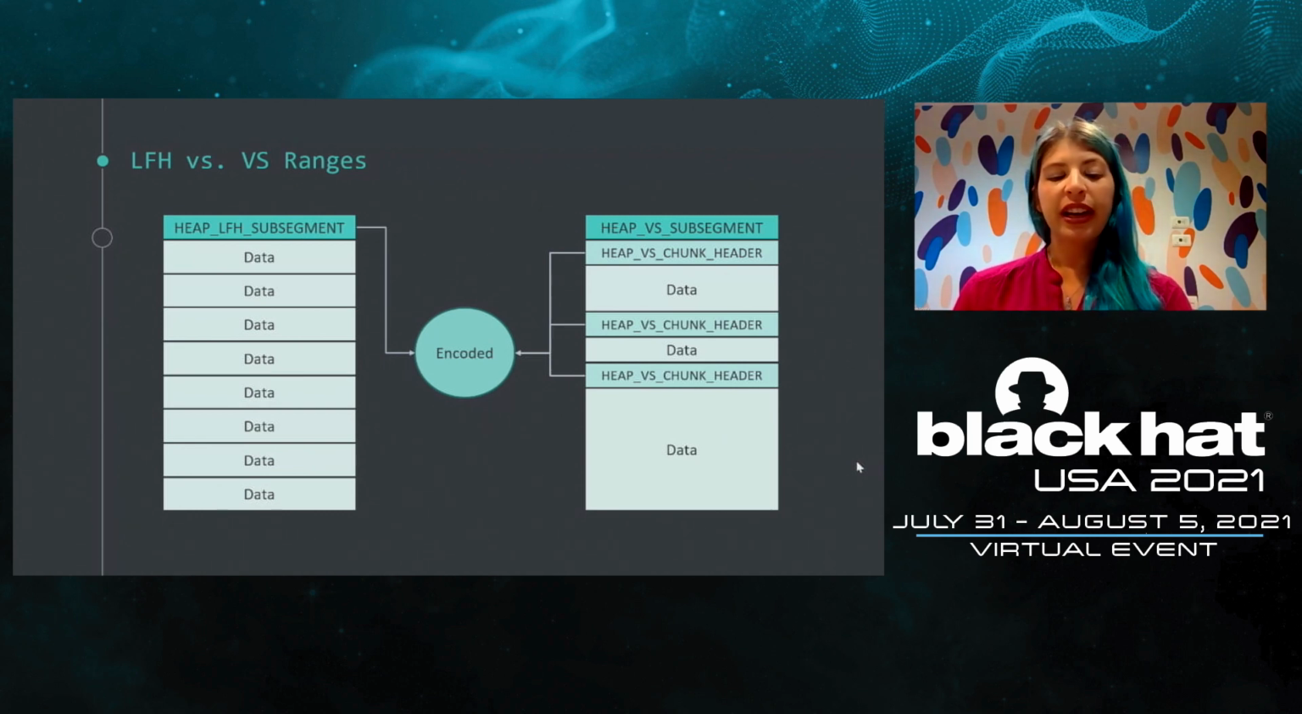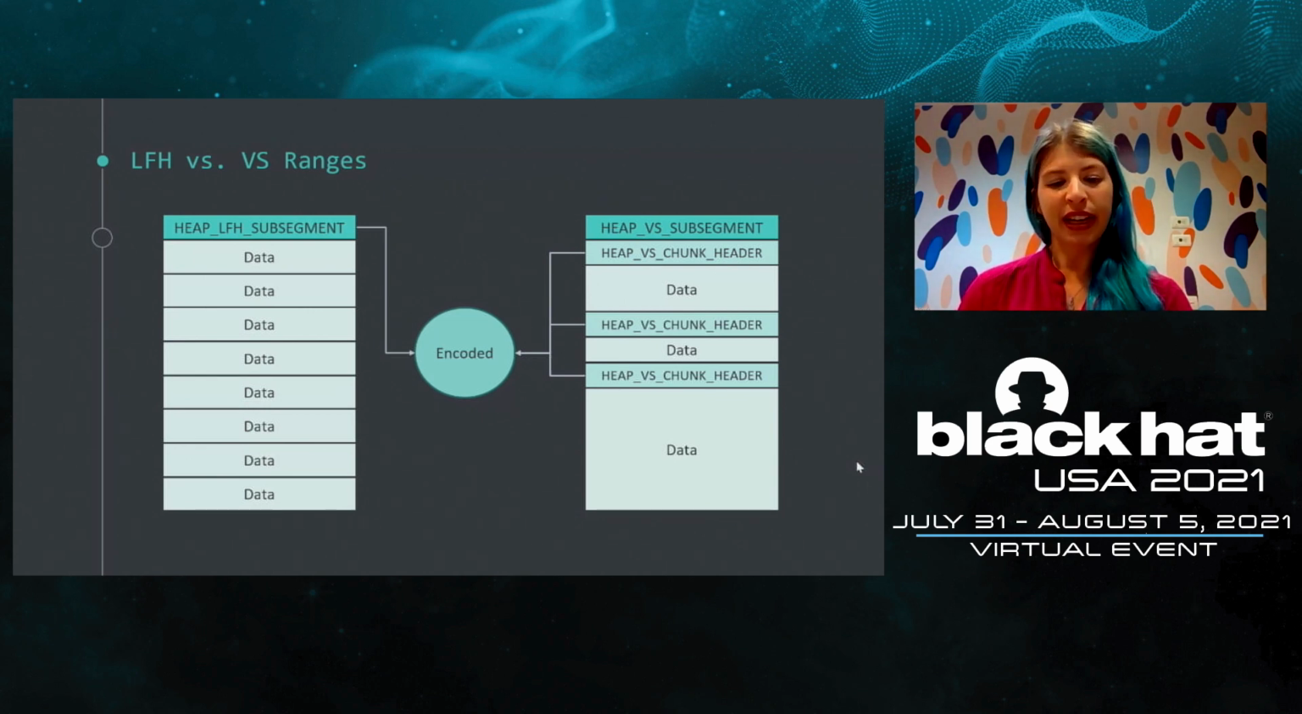Now, like I mentioned, LFH subsegments just have a header in the beginning of the subsegment, which is a heap LFH subsegment structure. And that has information about, most importantly, what block sizes are handled in the subsegment, what blocks are allocated, which ones are free, and all sorts of other metadata.